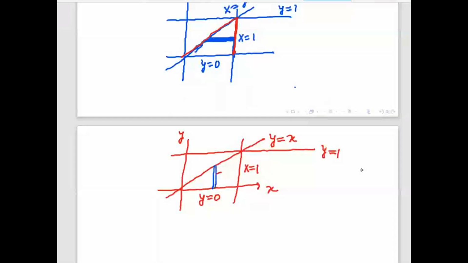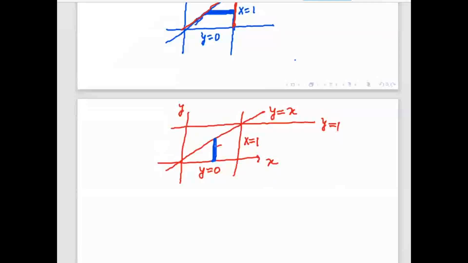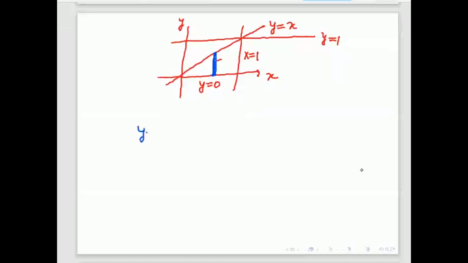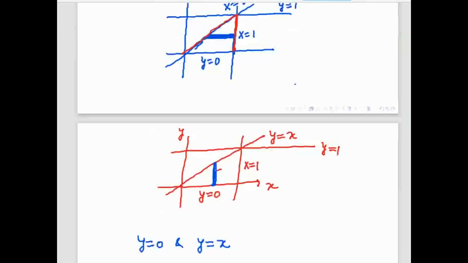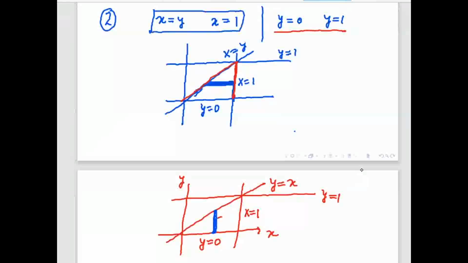So first I will take a vertical strip. So what is the lower end of this vertical strip? y equal to 0. And the top? y equal to x. So I'm just noting down: y equal to 0 and y equal to x. This is the upper and lower end. Like in this case, the left end is x equal to y, but the right end is x equal to 1. This one: x equal to y and x equal to 1.